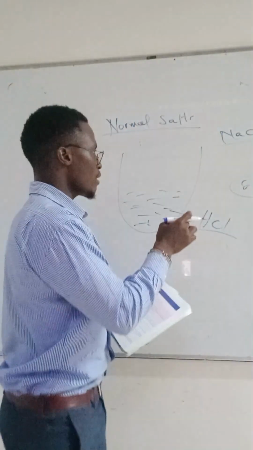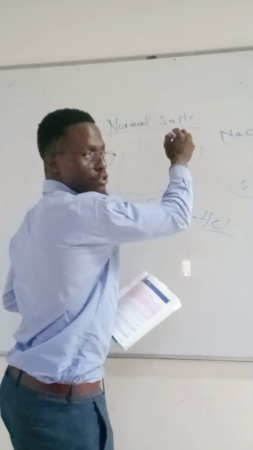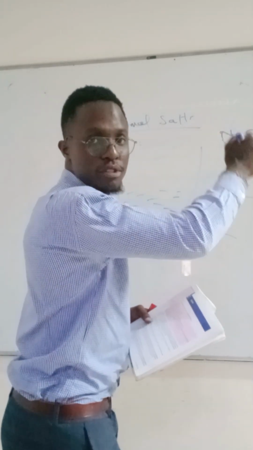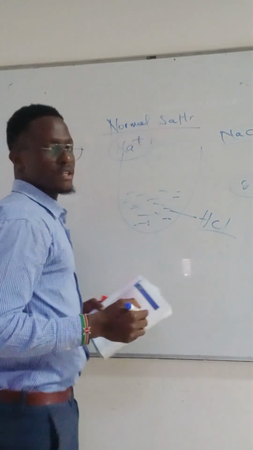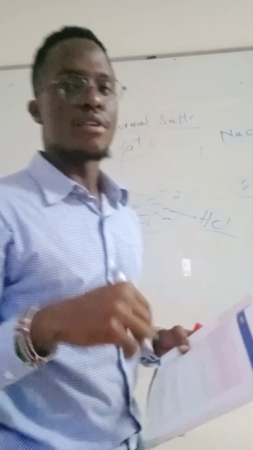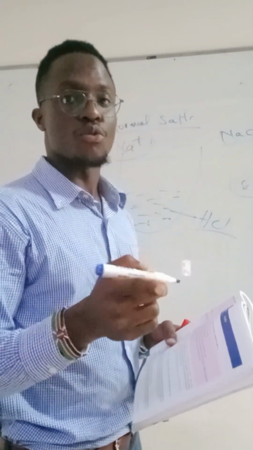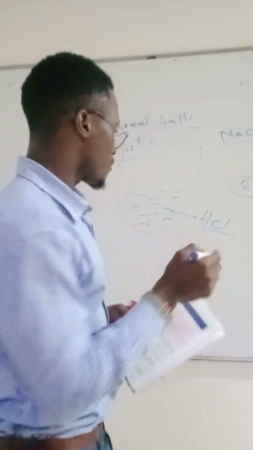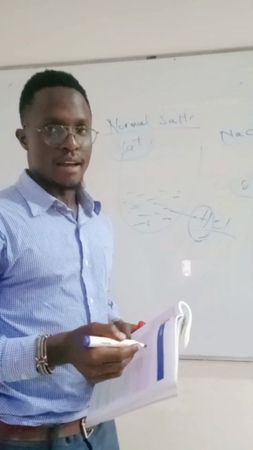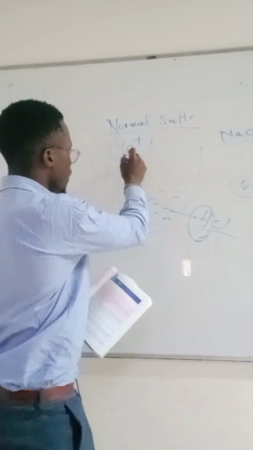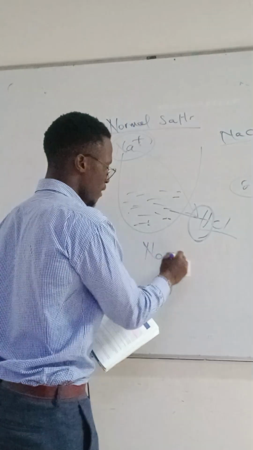So what is going to happen here? We're going to introduce a positive ion, which is sodium. The sodium ion is a positive ion. If we introduce it in HCl, what will happen? Since sodium is a positive ion, it will replace the one hydrogen ion in HCl. So what will be the product? If this one replaces this one, we will have sodium chloride.